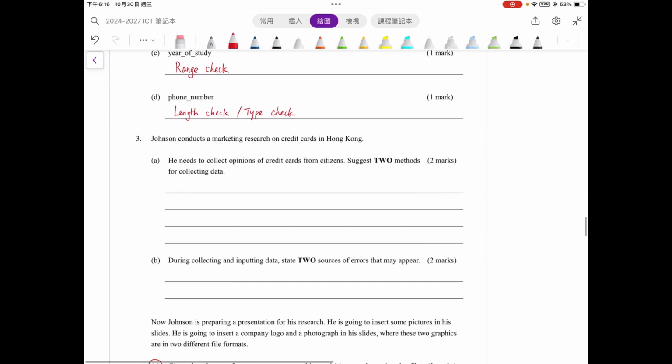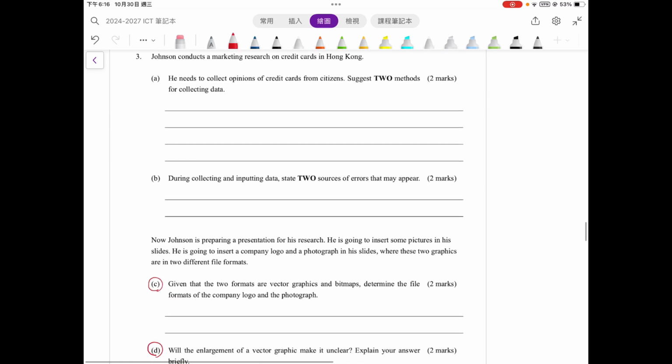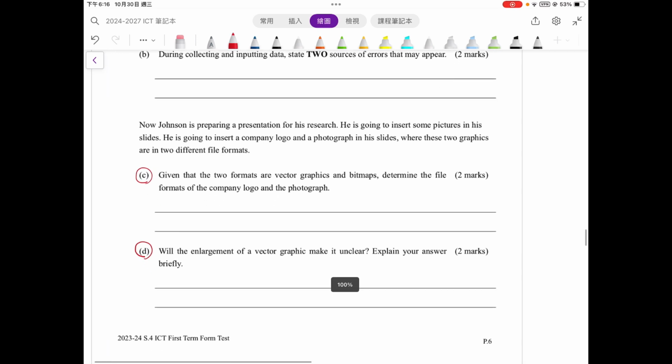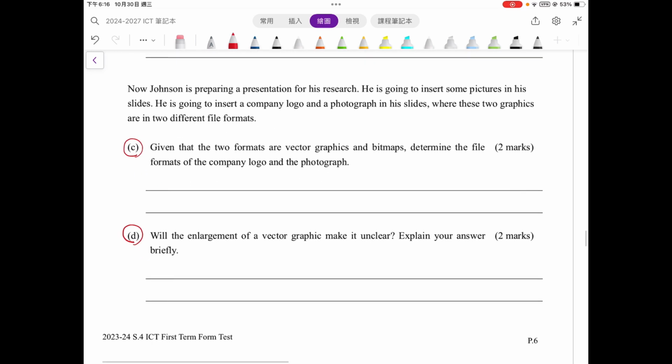And then the next question, I'm going to skip a little bit of question 3. I just want to go directly to 3C. So 3C is a kind of question with a situation here. Now Johnson is preparing a presentation for his research. He is going to insert some pictures in his slides. He is going to insert a company logo and a photograph in his slides, where these 2 graphics are in different file formats.